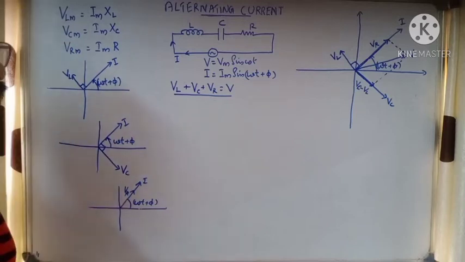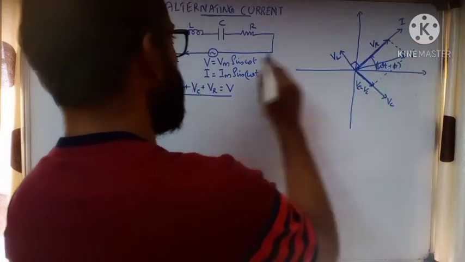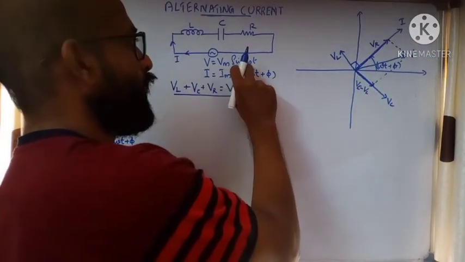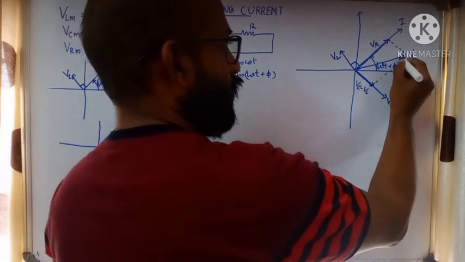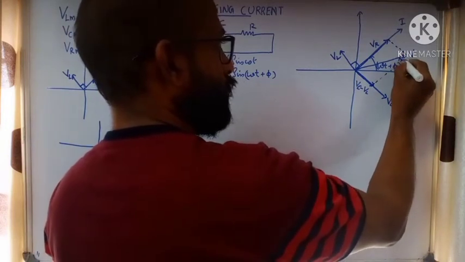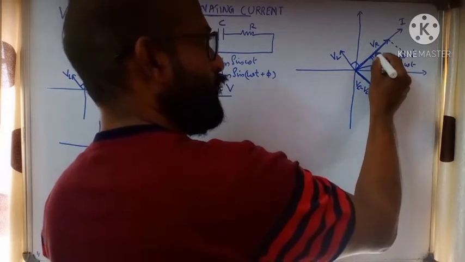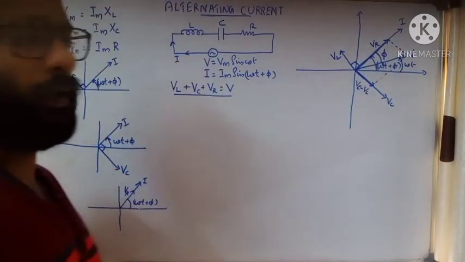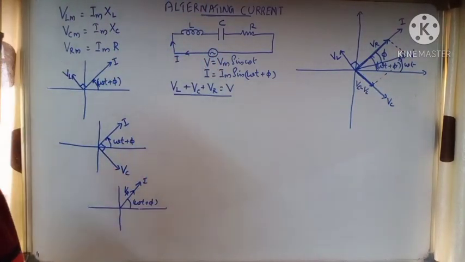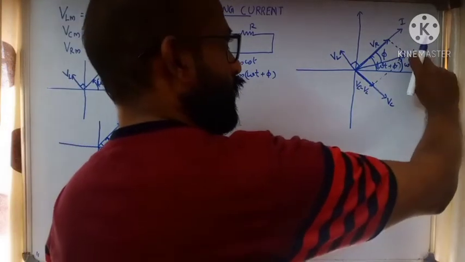These are the magnitudes. So this is the voltage. What is the angle for that voltage? It will be equal to omega t. So I can mark here, this angle will be omega t, this will be omega t, this will be omega t plus phi. Then what will be this angle? This angle will be equal to phi. Clear. So we have got the net voltage.